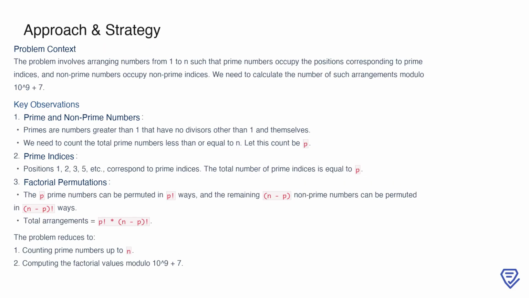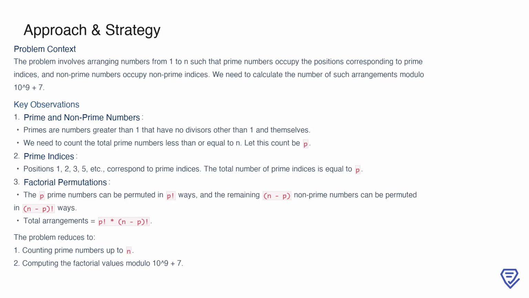To solve this problem, we need to arrange numbers from 1 to n in such a way that prime numbers occupy positions corresponding to prime indices, while non-prime numbers occupy non-prime indices. The goal is to calculate the total number of such valid arrangements, and since the numbers can grow large, we take the result modulo 10 to the power of 9 plus 7. Now, the first key observation is that we need to identify prime numbers, which are greater than 1 and divisible only by 1 and themselves. Let the count of such primes up to n be denoted as p. The positions 2, 3, 5, etc. represent prime indices, and the number of these indices corresponds to the same count, p.